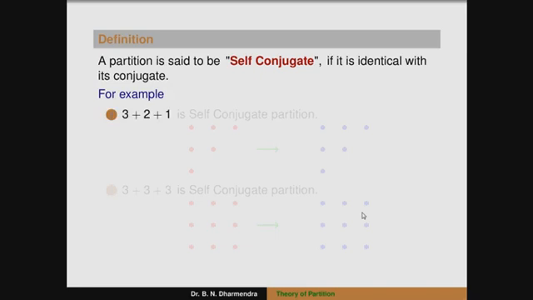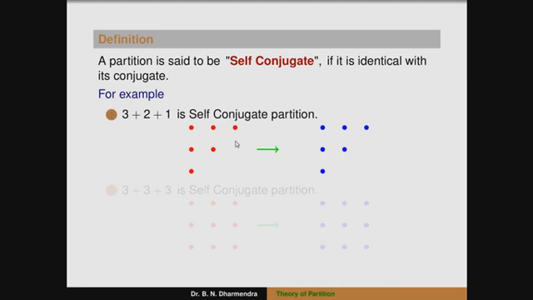It is self conjugate because the first one, written in terms of dots, has 3 dots, next 2, next 1. When I interchange the columns to rows, that can be written as the first one is 3, next one is 2, next one is 1. You can observe that it is 3 2 1. We can call this a self conjugate partition.